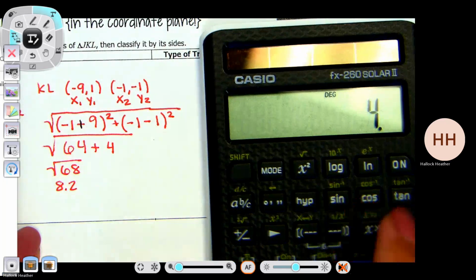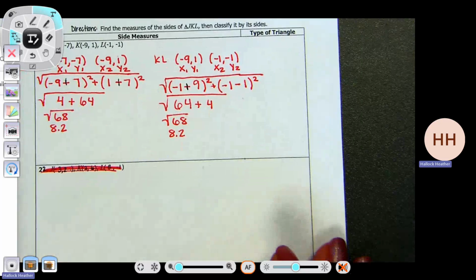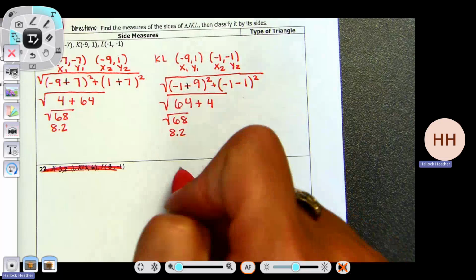Okay. We're going to do the last side. I'm going to do it down here because I kind of ran out of space. So I'm going to use this side. What 2 letters do I have? J and L.